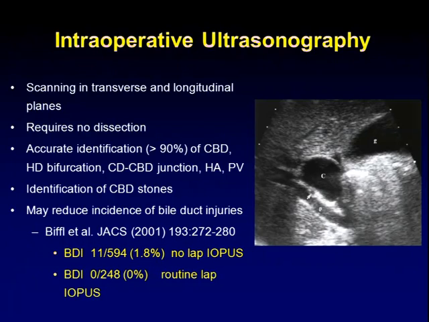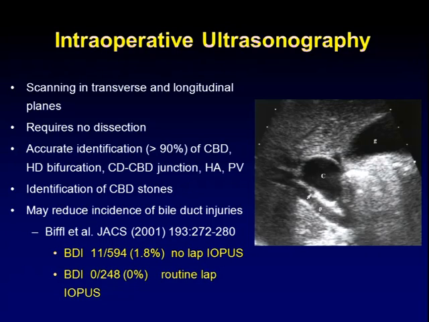Again, intraoperative ultrasonography allows laparoscopic ultrasonography at the time of laparoscopic cholecystectomy. It requires scanning in both the transverse and longitudinal planes, requires no dissection in the porta hepatis, and can accurately identify in greater than 90% of the cases the common bile duct, the hepatic duct bifurcation, cystic duct and common bile duct junction, as well as information about the hepatic artery and the portal venous branching. It also is very sensitive for the identification of common bile duct stones. Again, no good head-to-head studies looking at its role in preventing bile duct injuries.